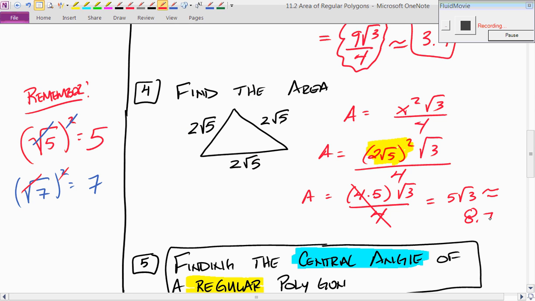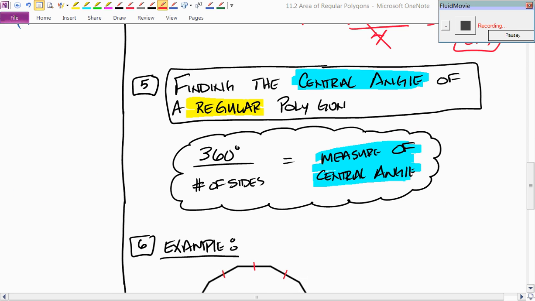So 8.7. Please, right now, whatever calculator you're using, check it. Here we go. Last 2 ideas.